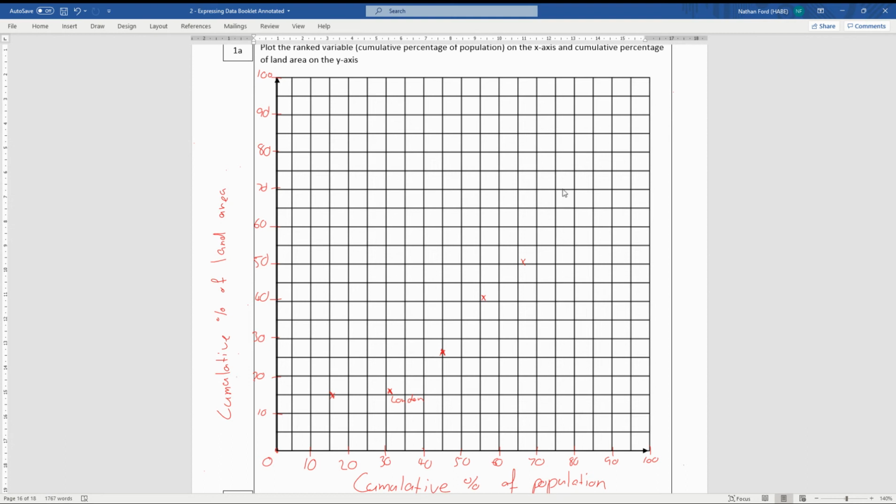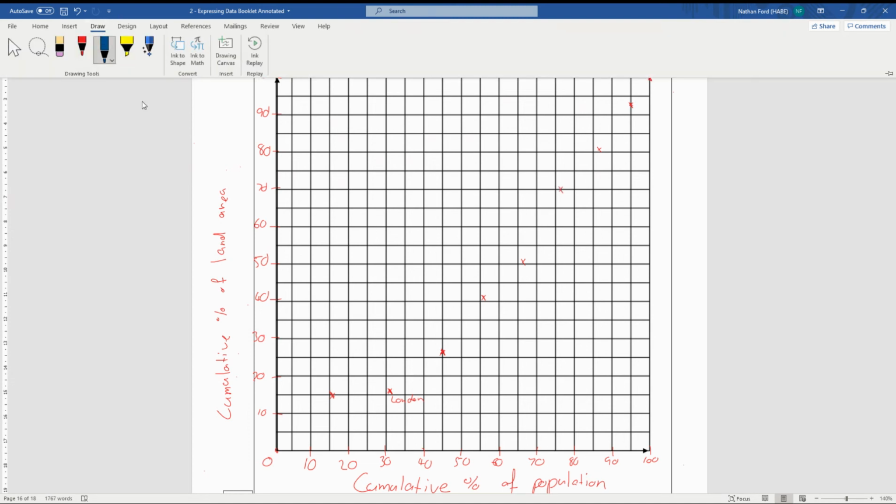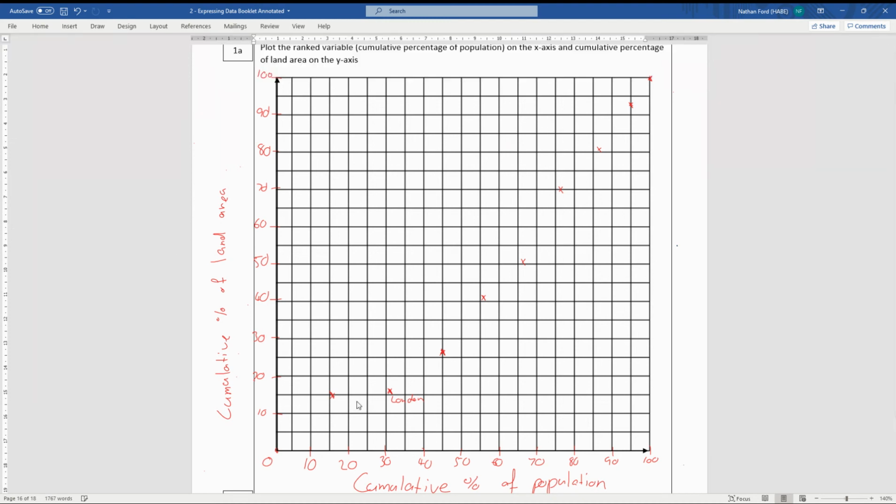77 to 70. Then we've got 87 to 81. And 95, 93. And 100 to 100 to finish this off. So then we connect it. I'm going to use a blue line. Again, I'm going to pause it so I can get a nice smooth line between them.